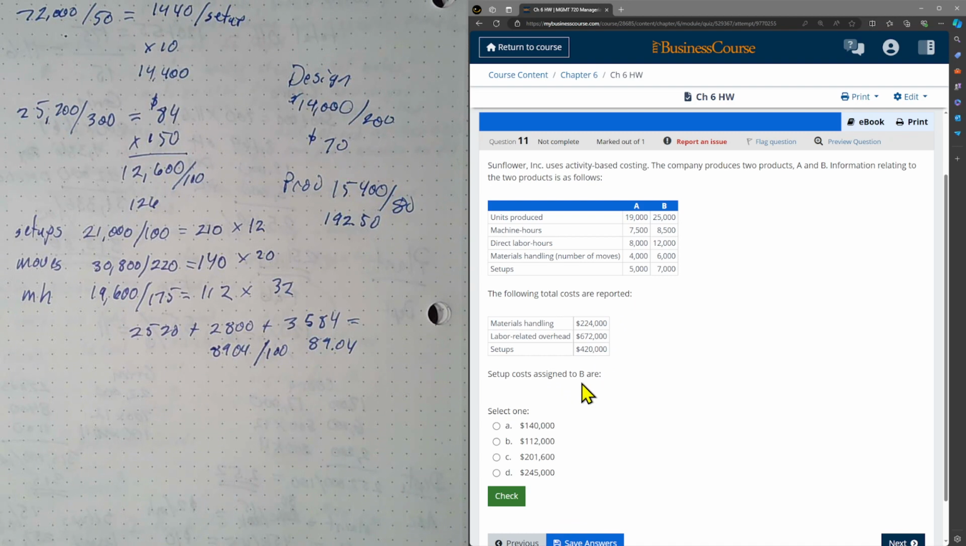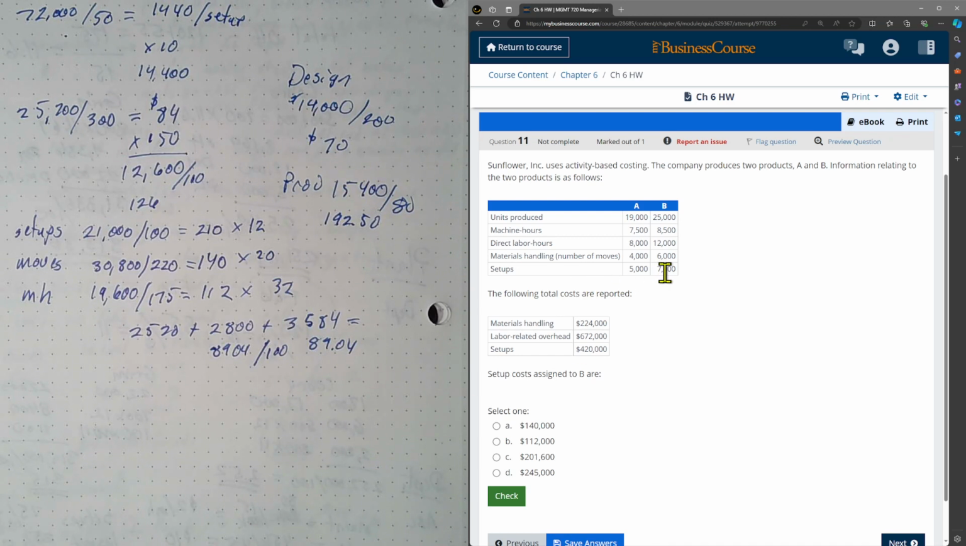So I think I assigned this question to make you realize you're always going to be overloaded. A lot of times you're going to be overloaded with information. Just make sure you understand what the question is, because you can skip a lot of heartache if they're only asking you for part of the question or part of the total process. Then you don't have to do everything. So it says setup cost assigned to B.